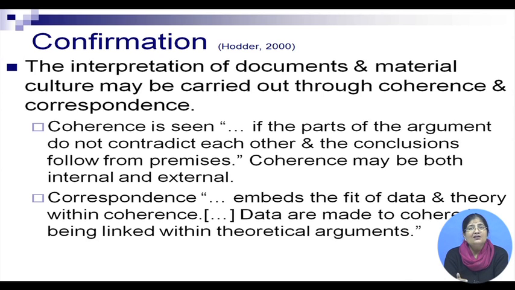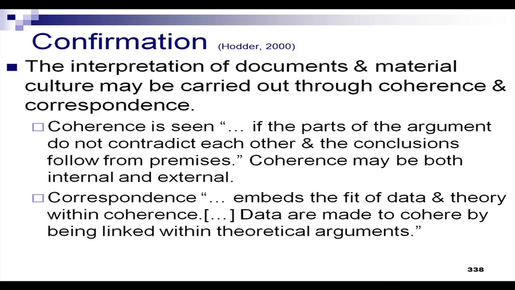Coherence is seen if the parts of the argument do not contradict each other and the conclusions follow from the premises. So, the argument that is drawn to interpret culture, the specific material culture, needs to be sound, the parts of the argument need to be connected with each other, and the premises on which the argument is being drawn must lead to the conclusions. And coherence may be both internal and external.